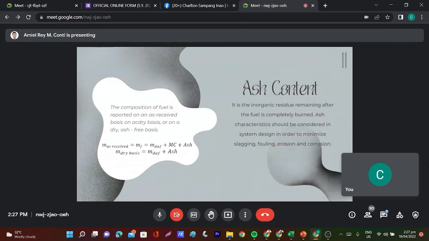Next is ash content. It is the inorganic residue remaining after the fuel is completely burned. Ash characteristics should be considered in system design in order to minimize slugging, fouling, erosion, and corrosion. So the composition of fuel is reported on an as received basis or on as dry basis or on a dry ash free basis. So mamaya po magagamit po tong formula na to sa pag-solve ng mga sample problems.